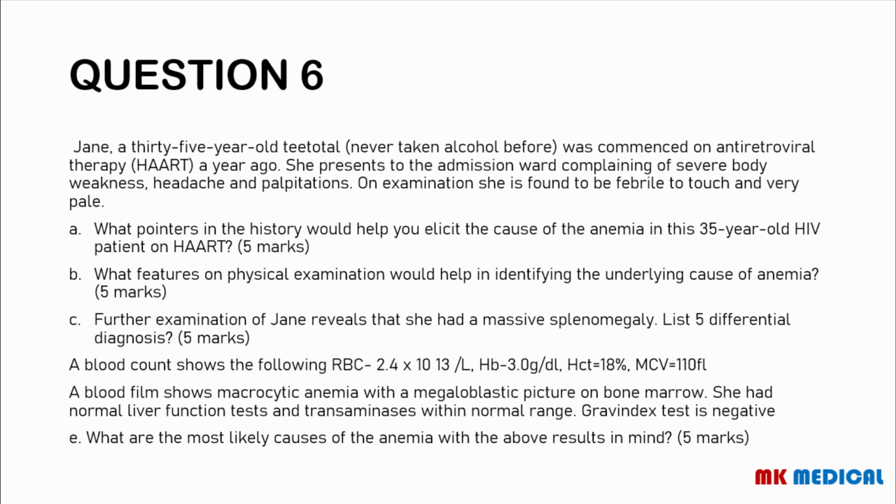So what are the most likely causes of anemia with the above results in mind? So it could be that this woman has vitamin B12 deficiency. She could have folate deficiency. She could have malabsorptive syndromes, because HIV also causes a type of enteropathy that may affect the absorption from the gut.